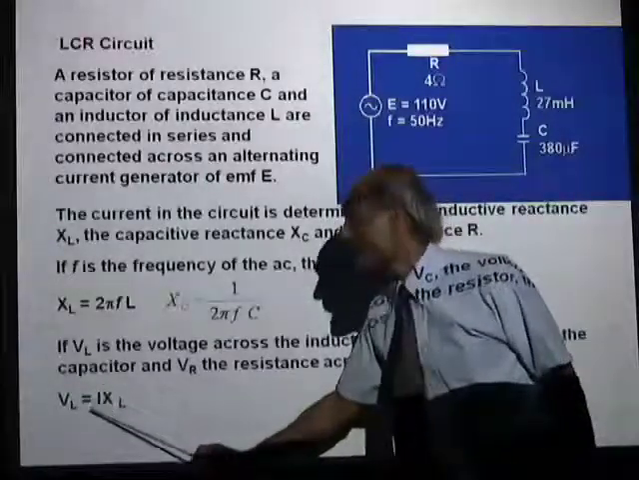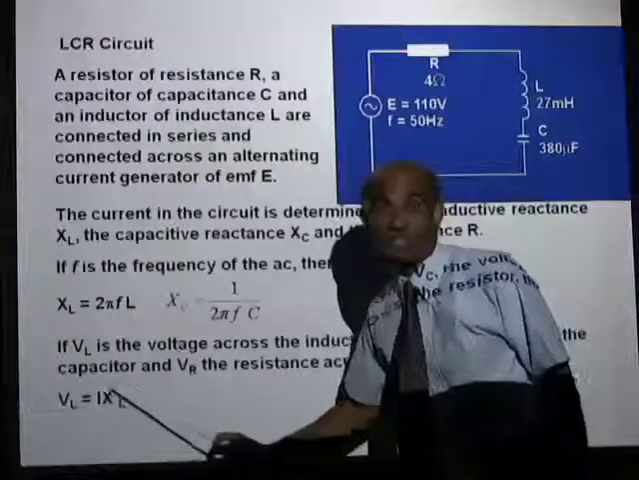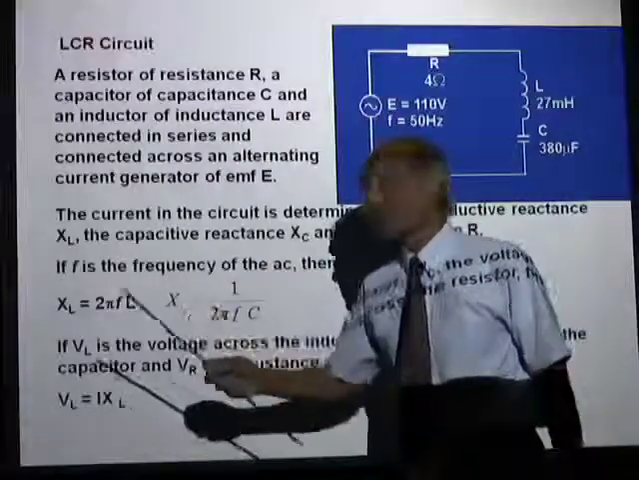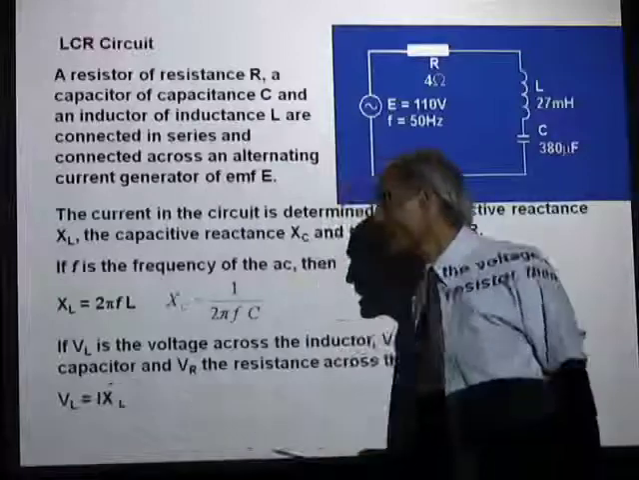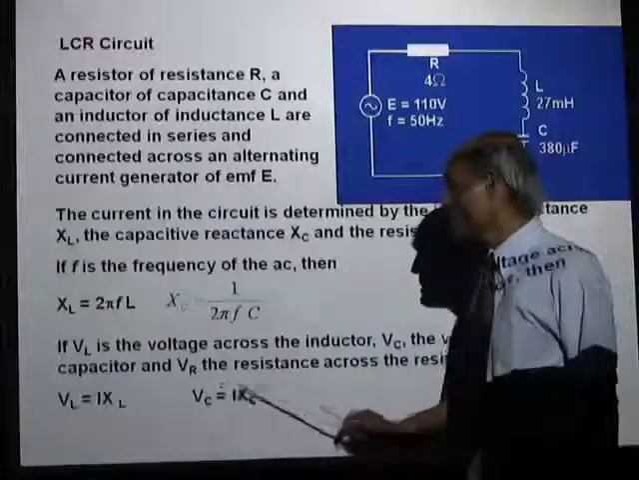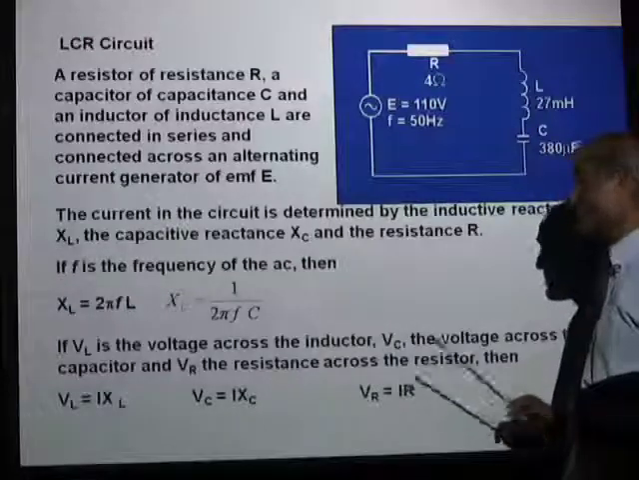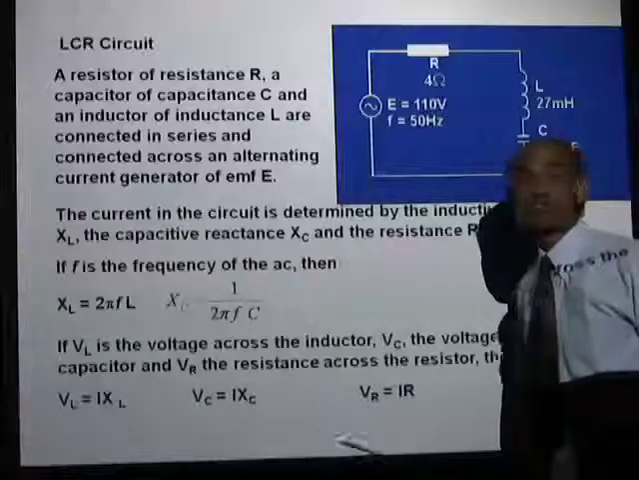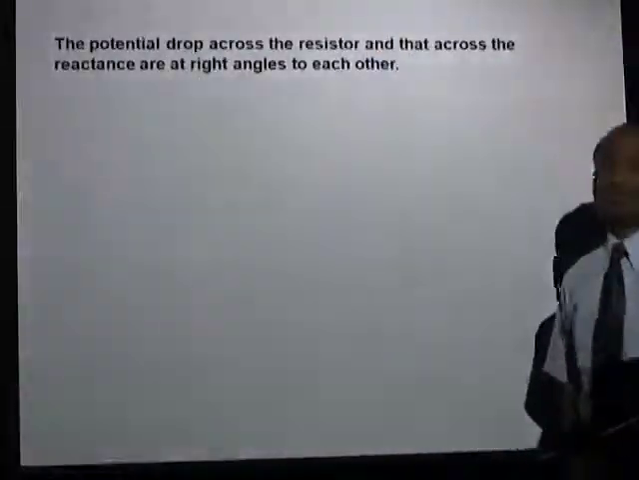VL equal to I times XL. That is the equation for the inductor. Is that right? The basic Ohm's law, V equal to IR. Replace R by the reactance. So VL is IXL, VC equal to IXC, and of course VR equal to IR. Those are the individual equations that give you the voltages across each of these.